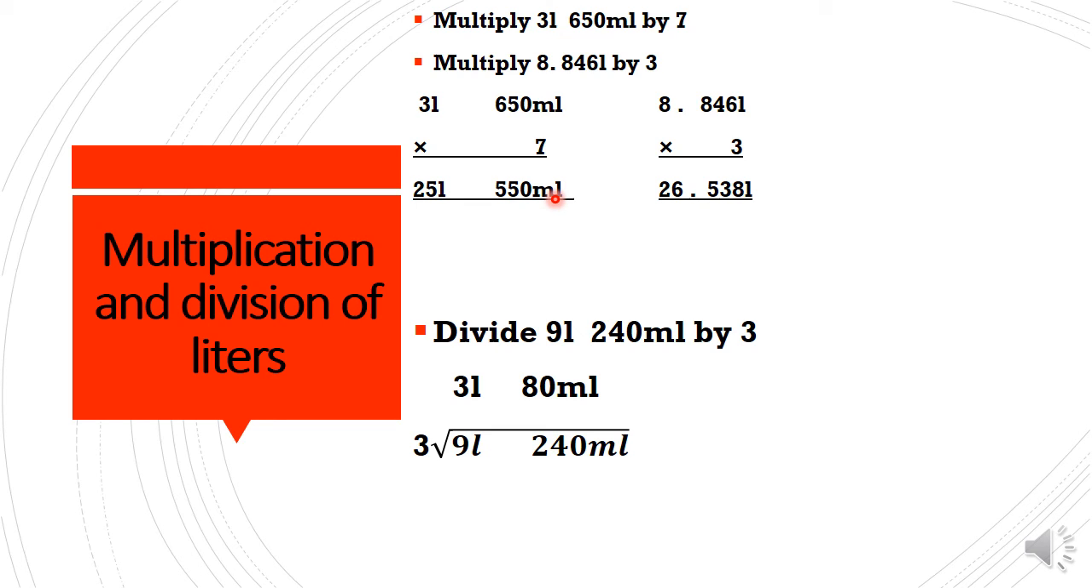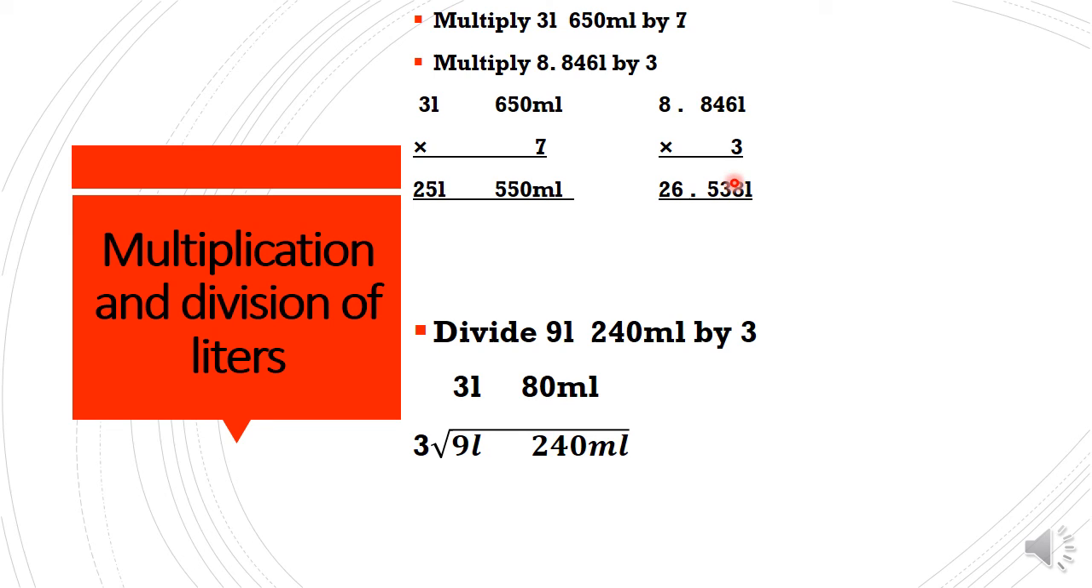Normal way you multiply in what? Tens and units. We go to this one, we are doing in decimal points. We have 8.846 liters times 3. So we put our liters at the extreme here. We have 3 times 6, 18. We write 8 and we carry 1 at the top. 3 times 4, 12, plus that 1 we carried at the top is 13.